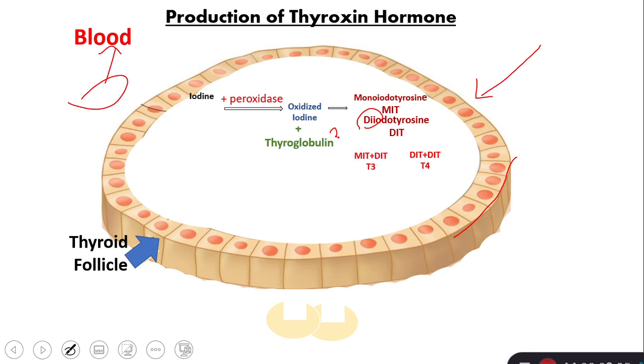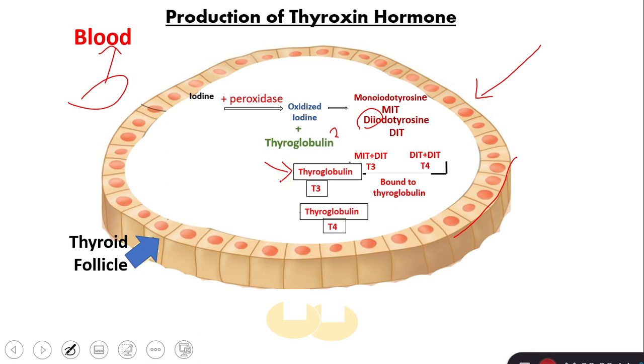How about if only one monoiodotyrosine combines with diiodotyrosine? So we have now T3 that has 3 iodines. The thyroid gland produces both T3 and T4. Both are bound to thyroglobulin. So here we have the thyroglobulin that is bound to T3, and this is thyroglobulin with T4.